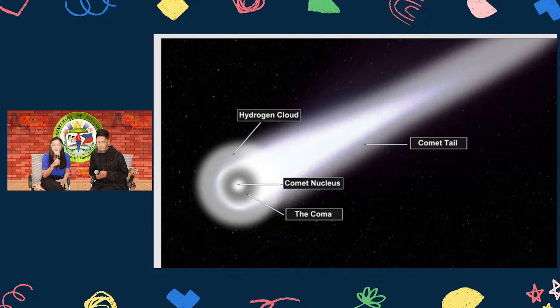Another part of the comet is the dust tail, which is caused by the radiation of the Sun. That pushes the dust particles away from the coma. In some comets, Sir Louis, the dust tail can reach up to 150 million kilometers in length. Imagine how far that is. 150 million kilometers in length.